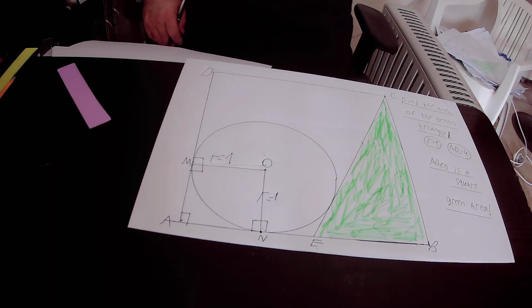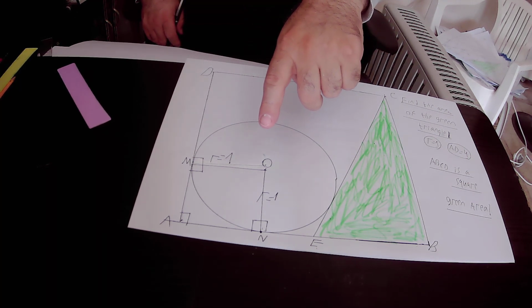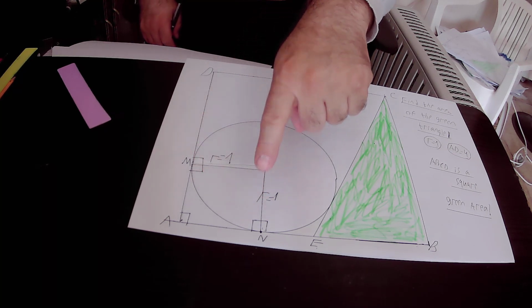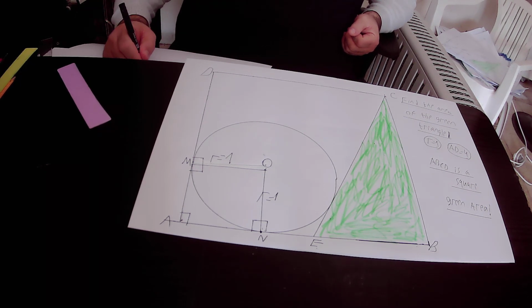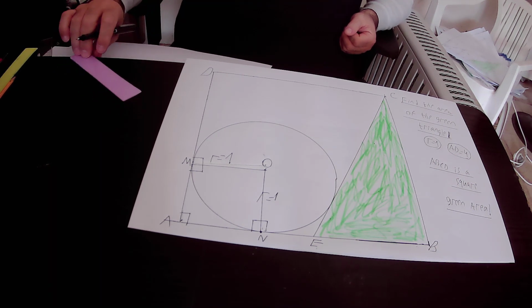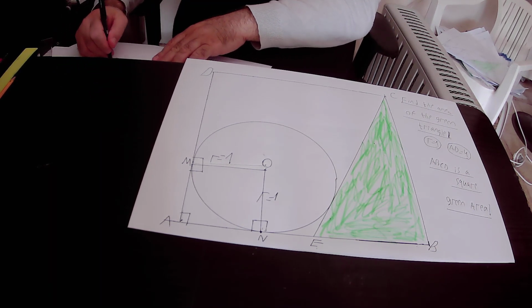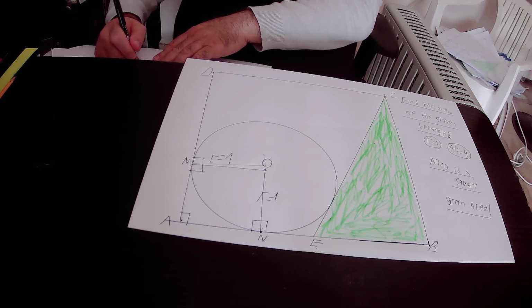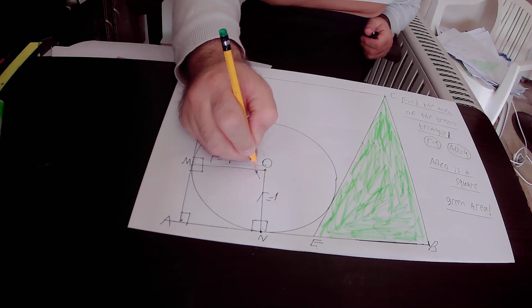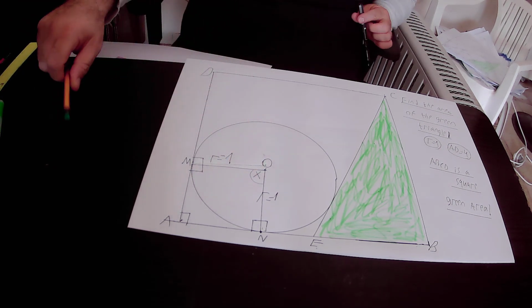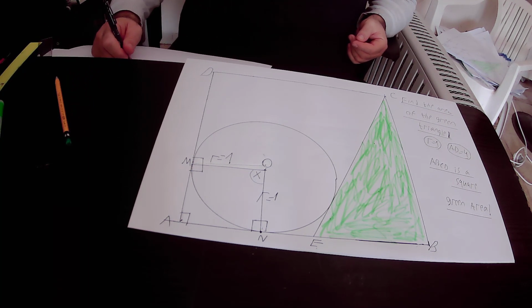Therefore, which angles do we have in quadrilateral MOAN? We have 1, 2, 3 right angles, and the sum of 3 right angles is 90 times 3, which is 270 degrees, plus this angle that we will define as angle X. So 270 degrees plus the size of angle X must be equal to 360 degrees according to rule number 2.